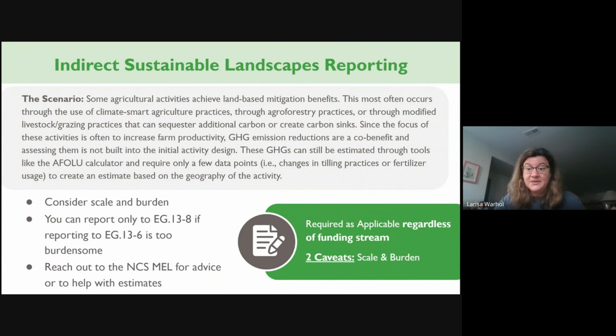But we are always happy to talk to people about this. And as I said, this is probably one of the most common scenarios that people reach out to us about in terms of how they should be reporting or if they should be reporting. And so please reach out if you have any questions about that as well.